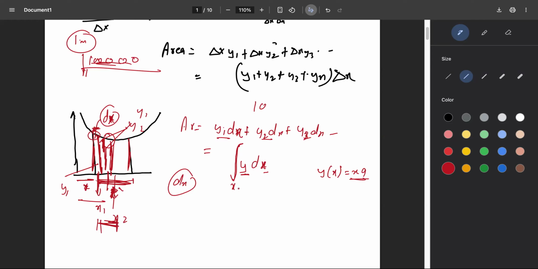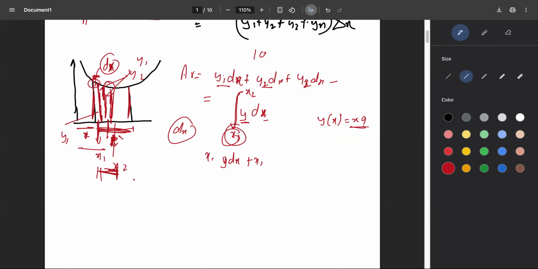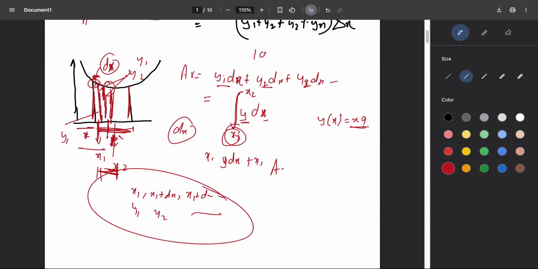Can I say this, x1 to x2? When I do this, what happens? When I put x1, I'll get this y1. After this, I'll calculate the value at x1, then x1 plus a very small dx, then x1 plus 2dx, and so on. This is what I'm going to calculate. Are you getting the point? Okay, sir. Yes, sir. So for each of them I had y1, y2, and so on. When I put this together, I'll get the final area A.